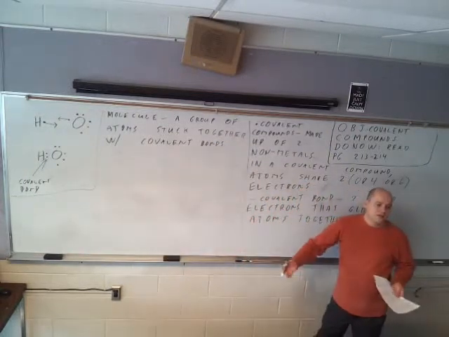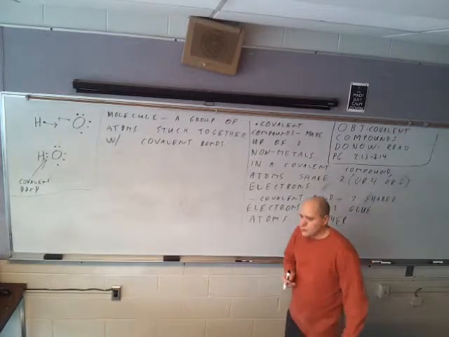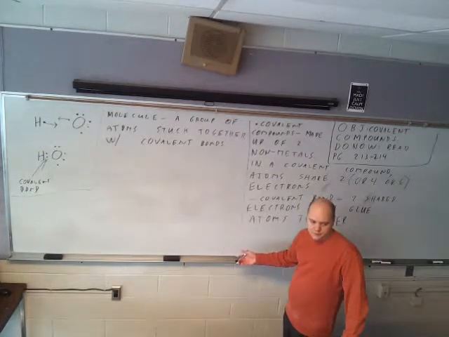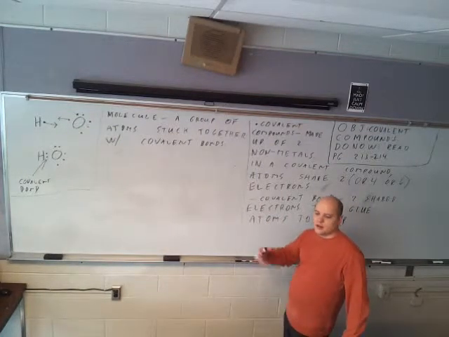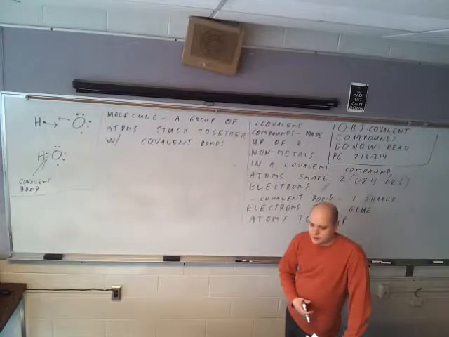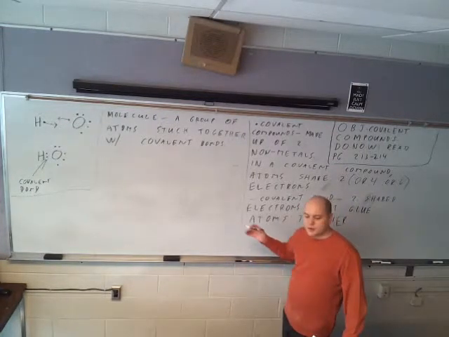In other words, molecules are what covalent compounds are made of. So elements are just made of atoms. Ionic compounds are made up of a bunch of ions, and the ions are all stuck together because they're all attracted to each other. Covalent compounds are made up of a bunch of molecules. They're not stuck to each other. They're separate from each other.